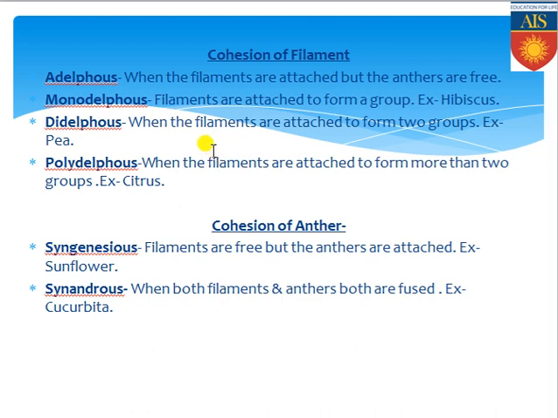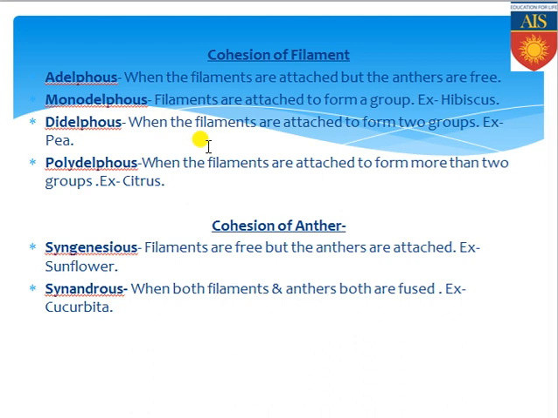Monoadelphous, when the filaments are attached to form a single group, then it is known as monoadelphous. Example, hibiscus. Diadelphous, when the filaments are attached and form two different groups. Example, pea. Polyadelphous means when the filaments are attached to form multiple groups, more than two groups. That means based on how the filaments show cohesion, flowers are categorized into four different categories.